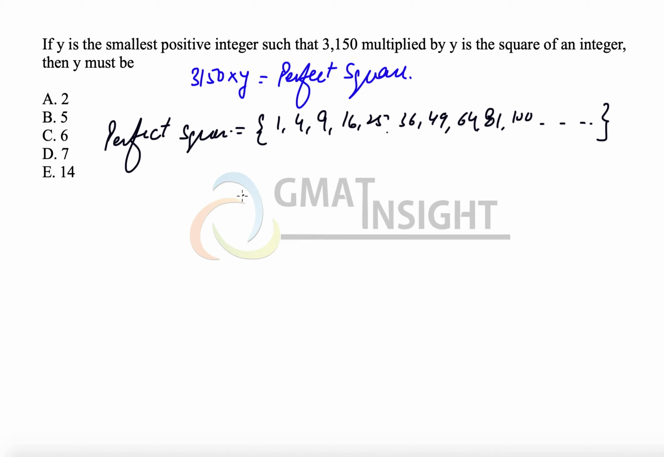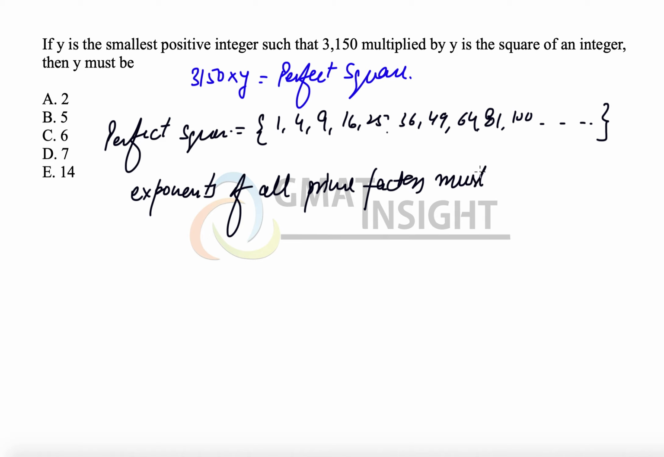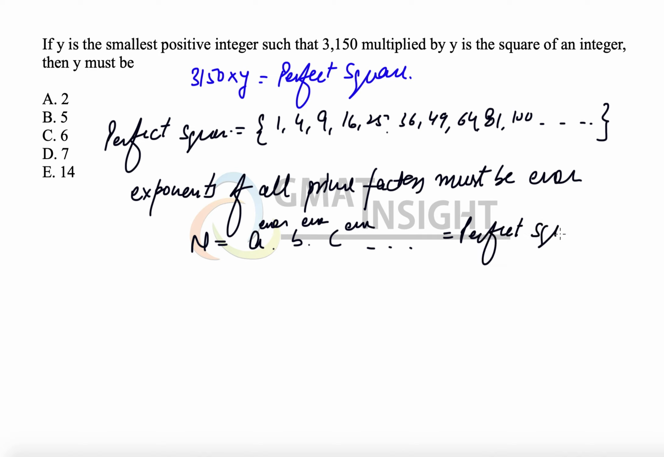The identification of a perfect square is that the exponents of all prime factors, actually the distinct prime factors, must be even. That means if a number is n, where its prime factors are a, b, c, etc. and their powers are all even, then it's a perfect square. Now that's the fundamental of a perfect square.